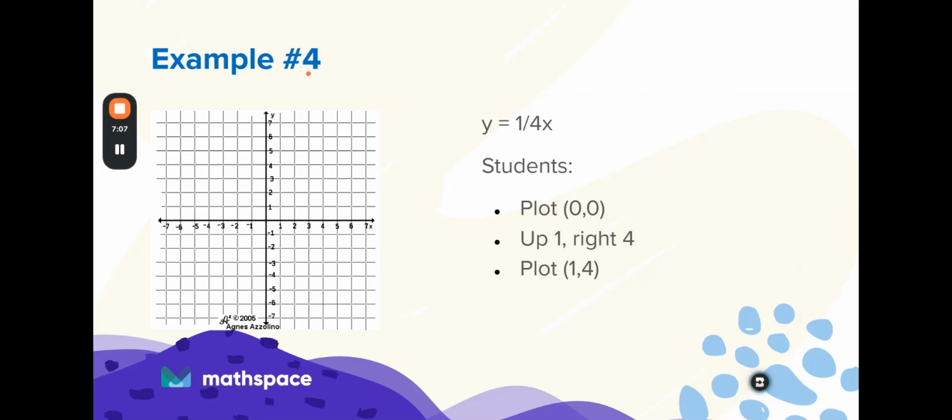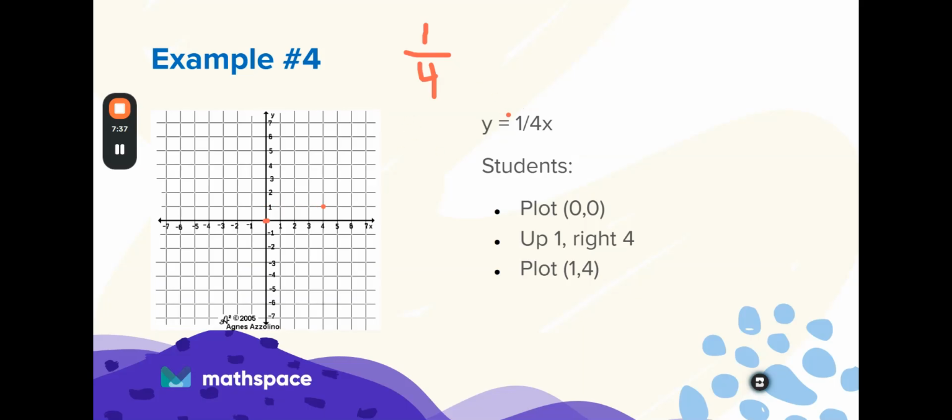Let's see if we could do this one. Example number 4. I think this is the last example on your page. Y equals 1 over 4x. All right, so my step 1 was to identify my slope. My slope is 1 over 4. Step 2 was to plot my origin. All right, did that. Step 3 was to use your slope. So 1 over 4 means I'm going to go up 1 space and then to the right 4. 1, 2, 3, 4. All right.